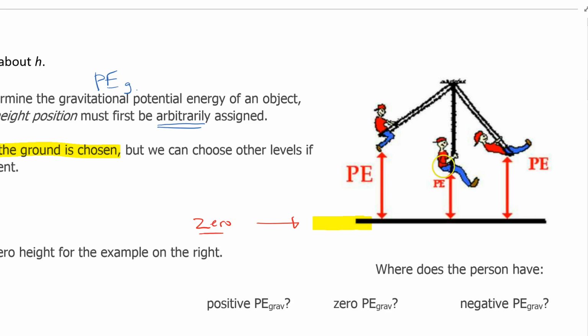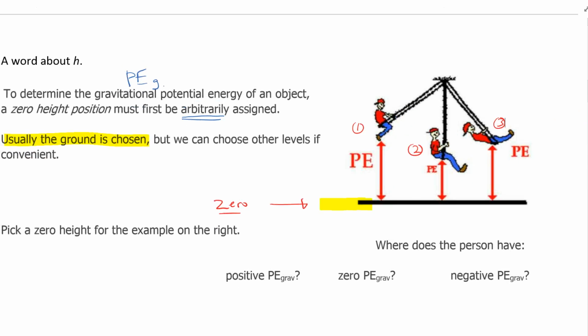Okay, so here's a person on a swing. They would have the maximum, if I was to number this 1, 2, and 3. Where would they have the most potential energy? When they're highest. So at position 1, they would have the most potential energy. At number 2, they would have the least, and 3 looks like they're not all the way back up again, so they would have somewhere in between. Okay, so where does the person have positive potential energy? Well, actually, for all of them.